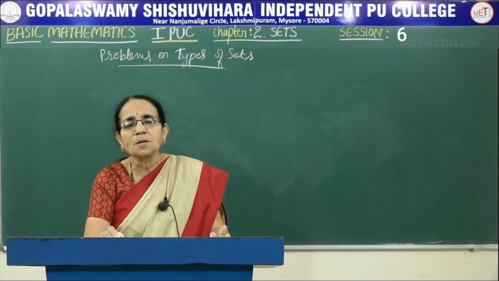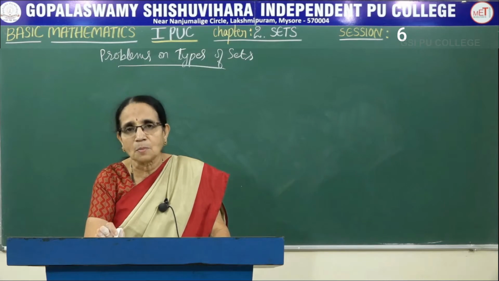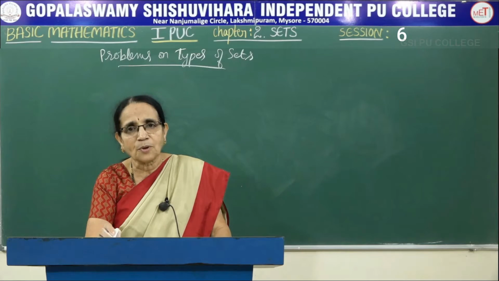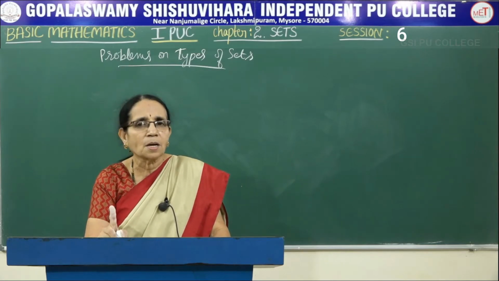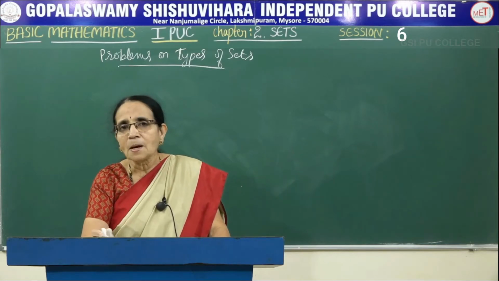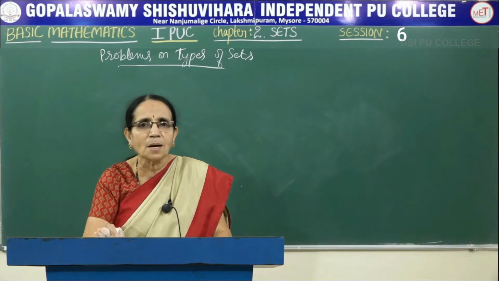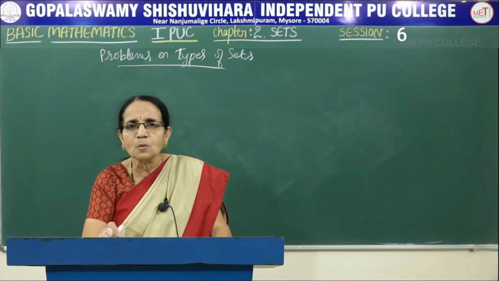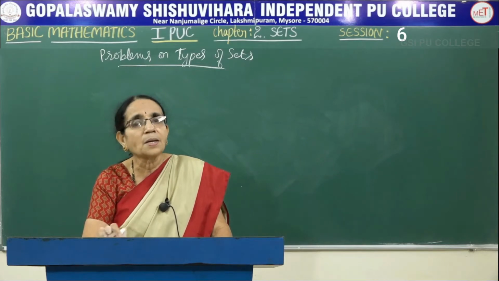The null set, which does not contain any element, and the finite set, which contains a finite number of elements, infinite set, which contains infinite number of elements, and singleton, which contains only one element. And then, if two sets contain the same elements, we call them equal sets. If there is a difference of even one element, we say that they are unequal sets.